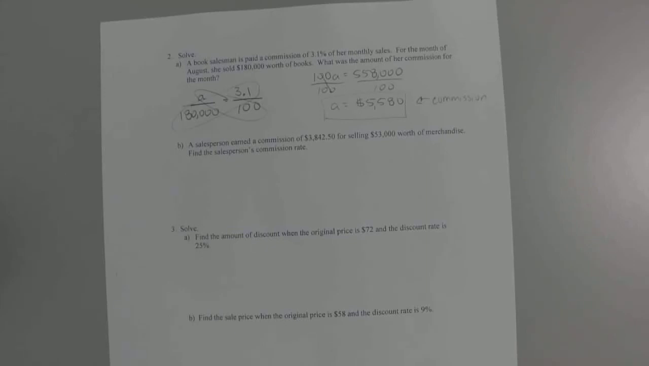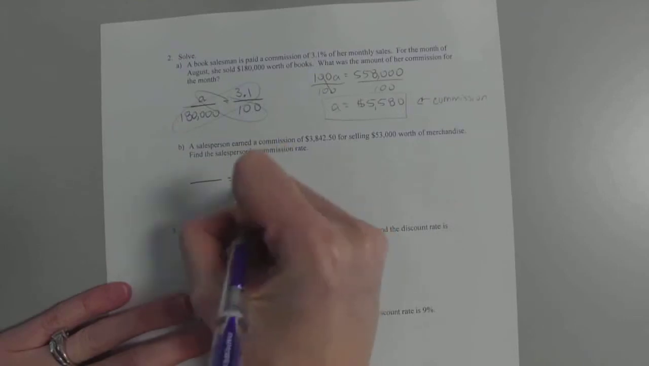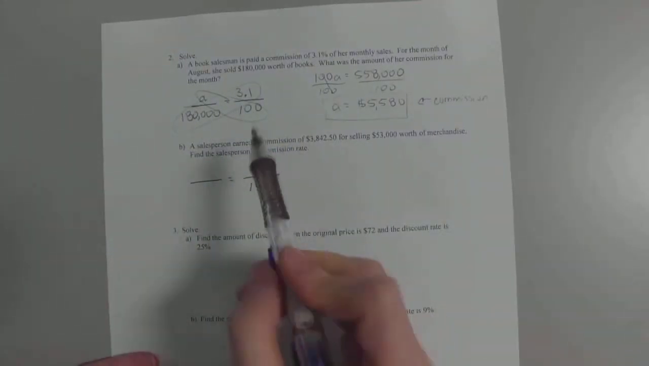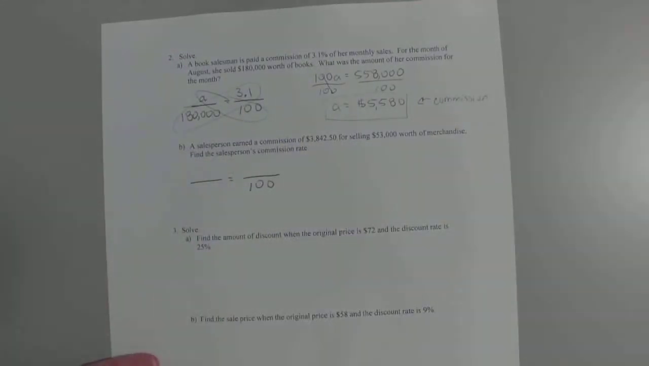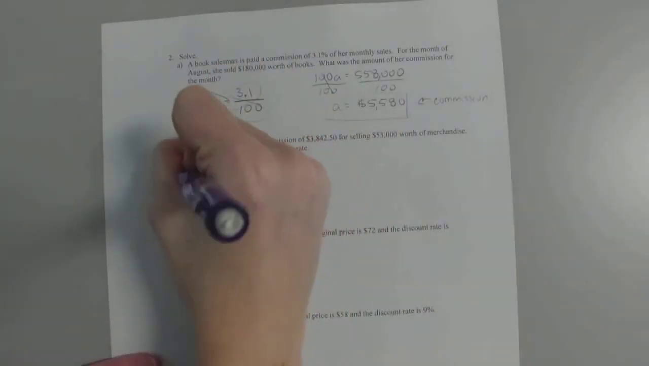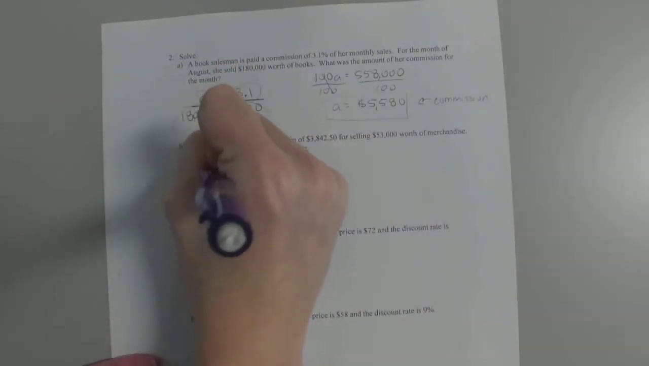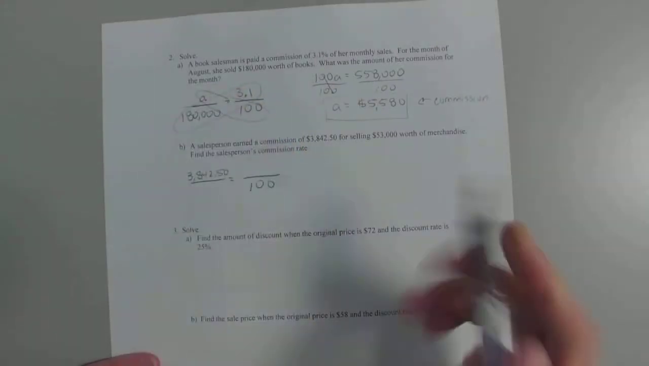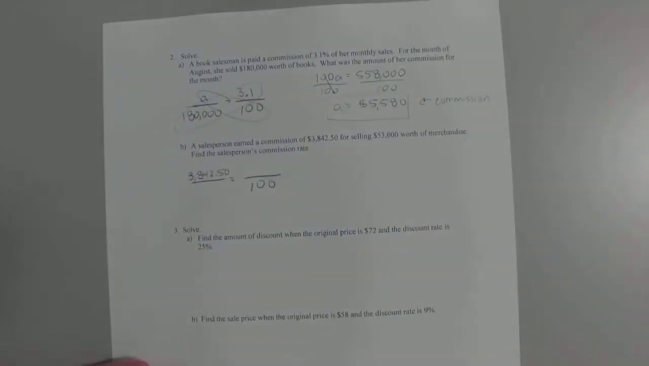All right, B, a salesperson earned a commission of $3,842.50 for selling $53,000 worth of merchandise. Find that salesperson's commission rate. So we'll have blank equals blank over 100. Where is the commission amount going to go? On the top, right? Your commission is always your smaller chunk.